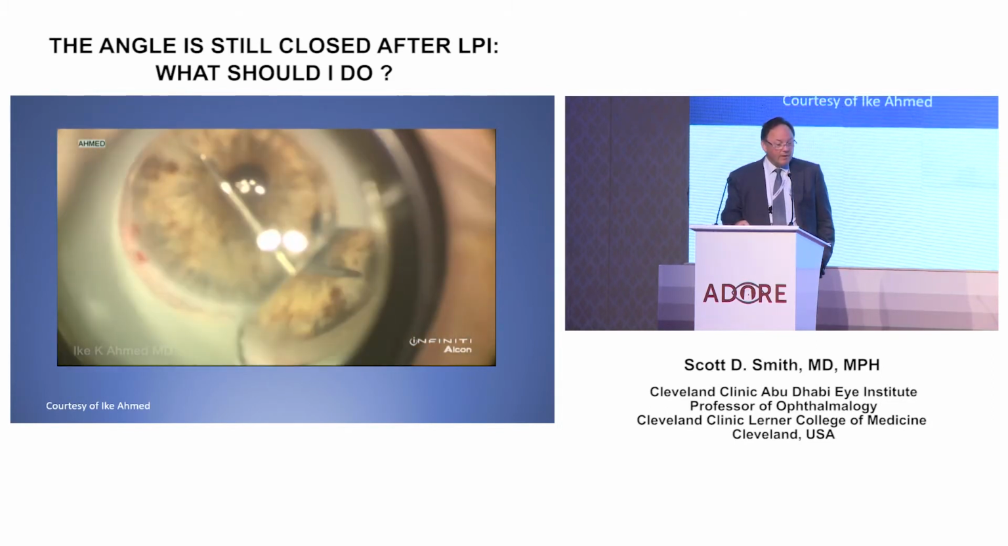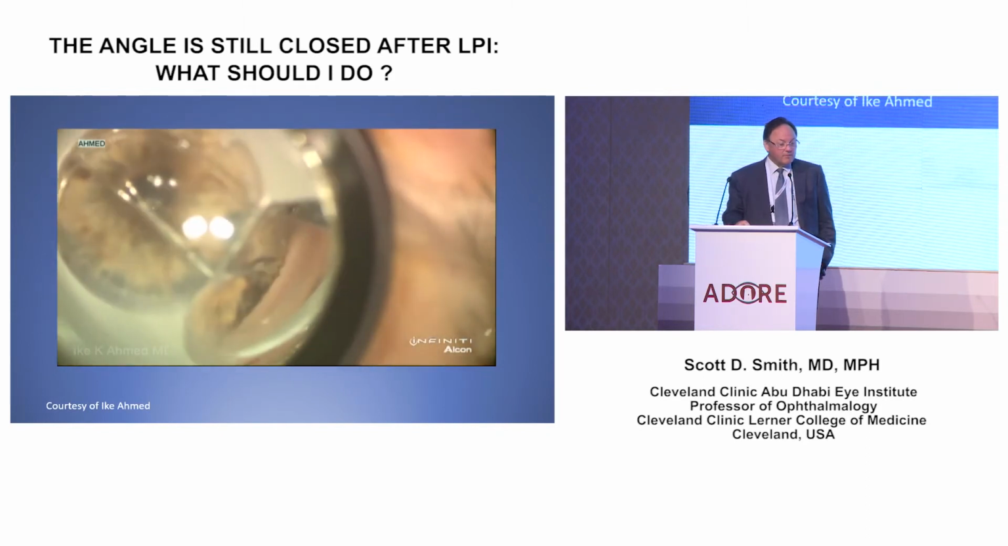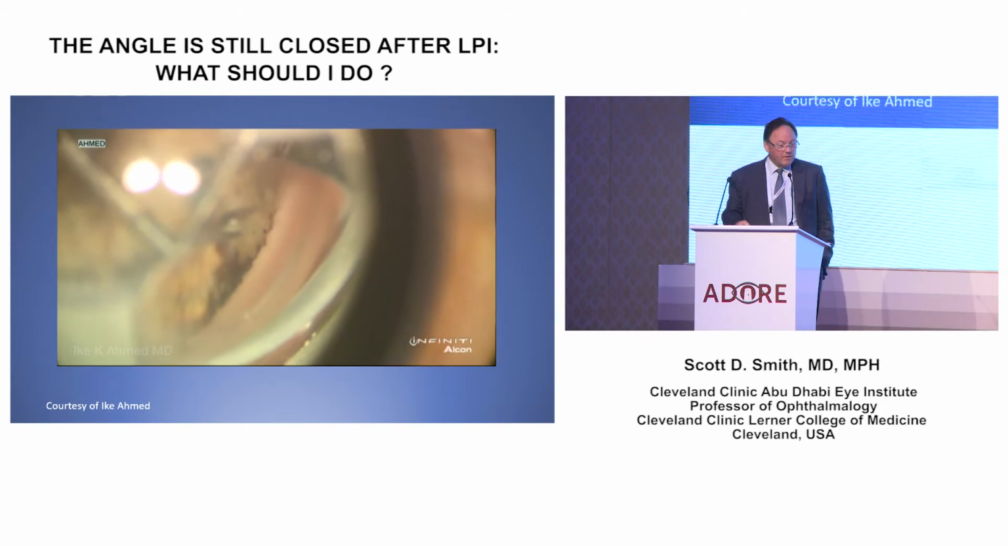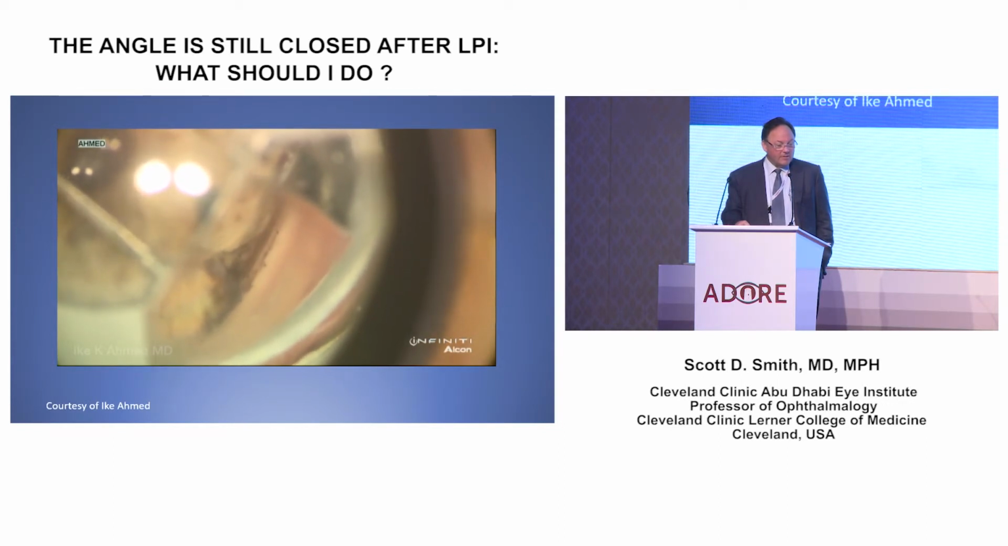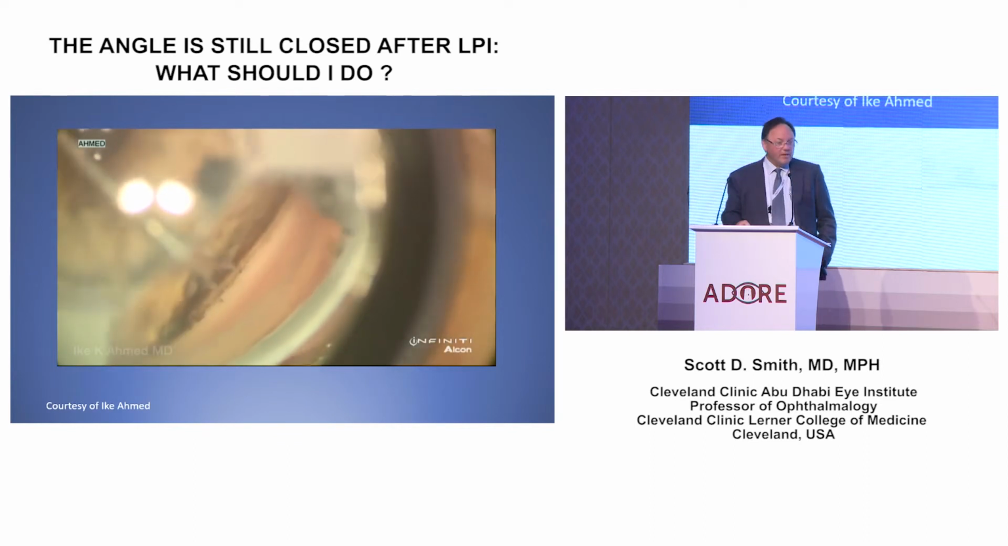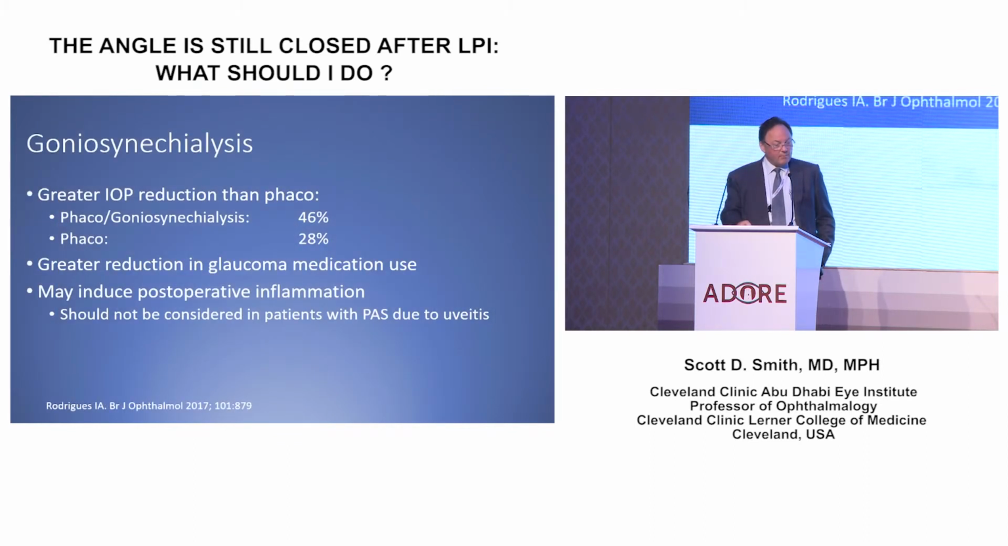And so using a pair of forceps, there are many different techniques for doing this. He does it with indirect gonio view and a pair of forceps, grasping the peripheral iris and gently tugging, being careful not to disinsert the iris. Mechanically, the angle can be opened, and this can be an effective way of reducing IOP. Studies looking at this have shown, for example, that with phaco alone, about a 30% reduction in IOP can occur, but with goniosynechial lysis, up to 50% reduction in IOP can be seen. Also, with reduction in glaucoma medication use.